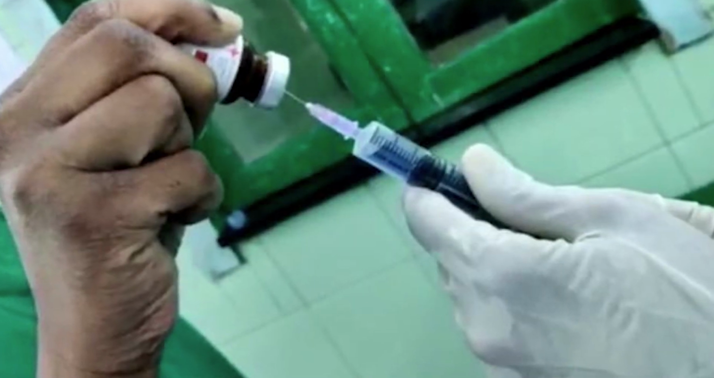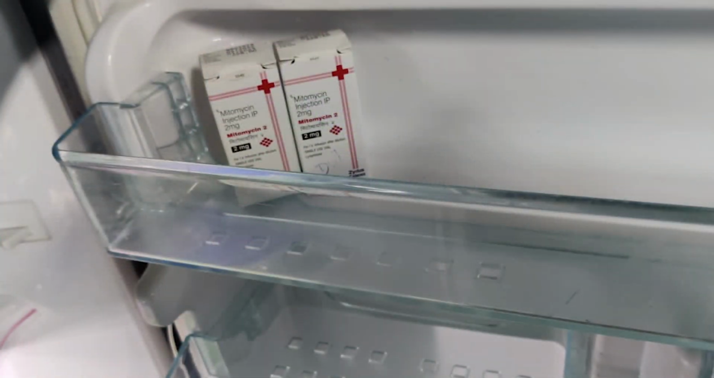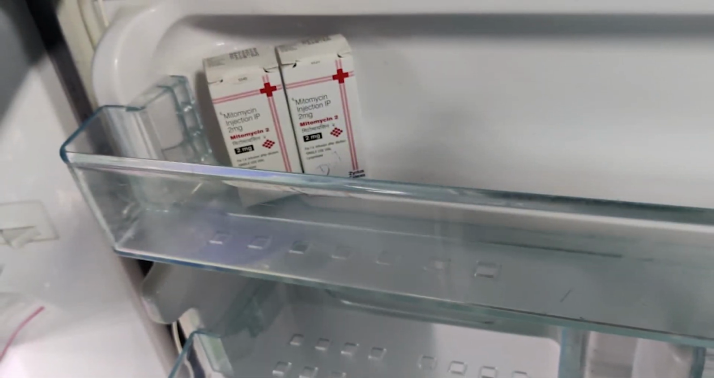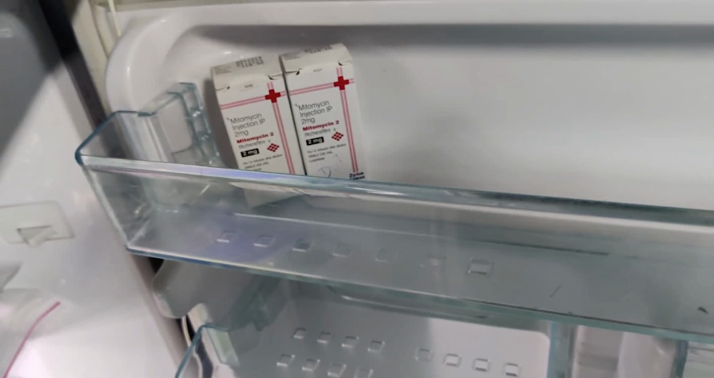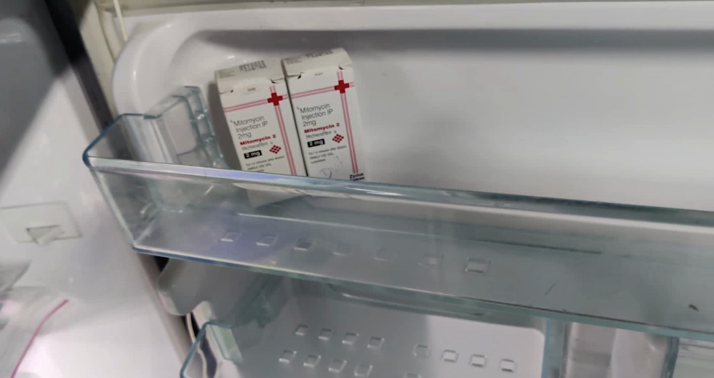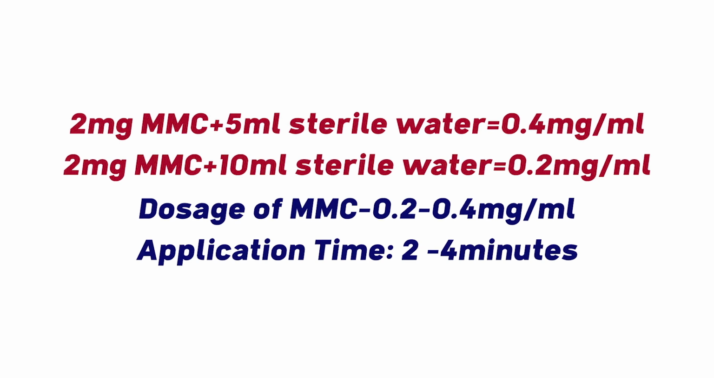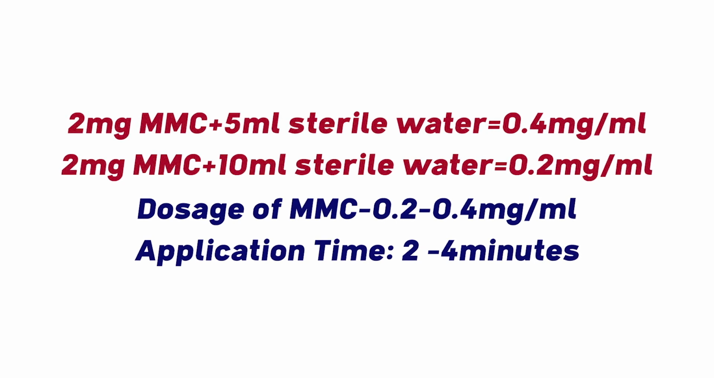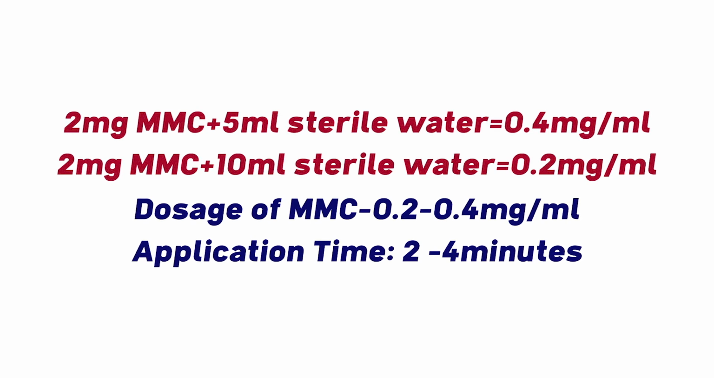Mitomycin-C is water soluble and appears as blue-violet crystals. It should be protected from light and preferably stored at 15 to 30 degrees Celsius. Temperature of more than 40 degrees Celsius should be avoided. Dosage of Mitomycin-C is 0.2 to 0.4 mg per ml and application time is 2 to 4 minutes, depending on their potential for filtration surgery failure.